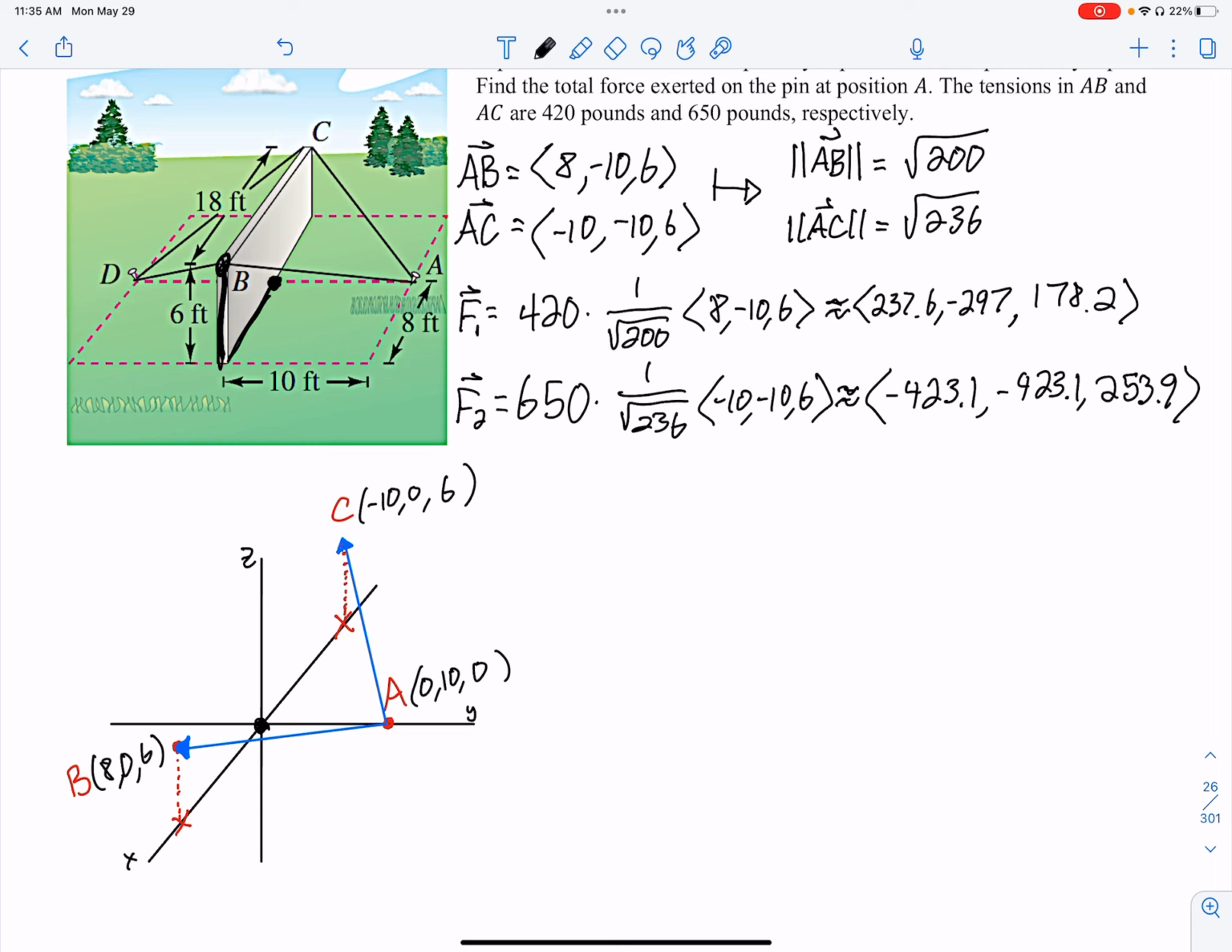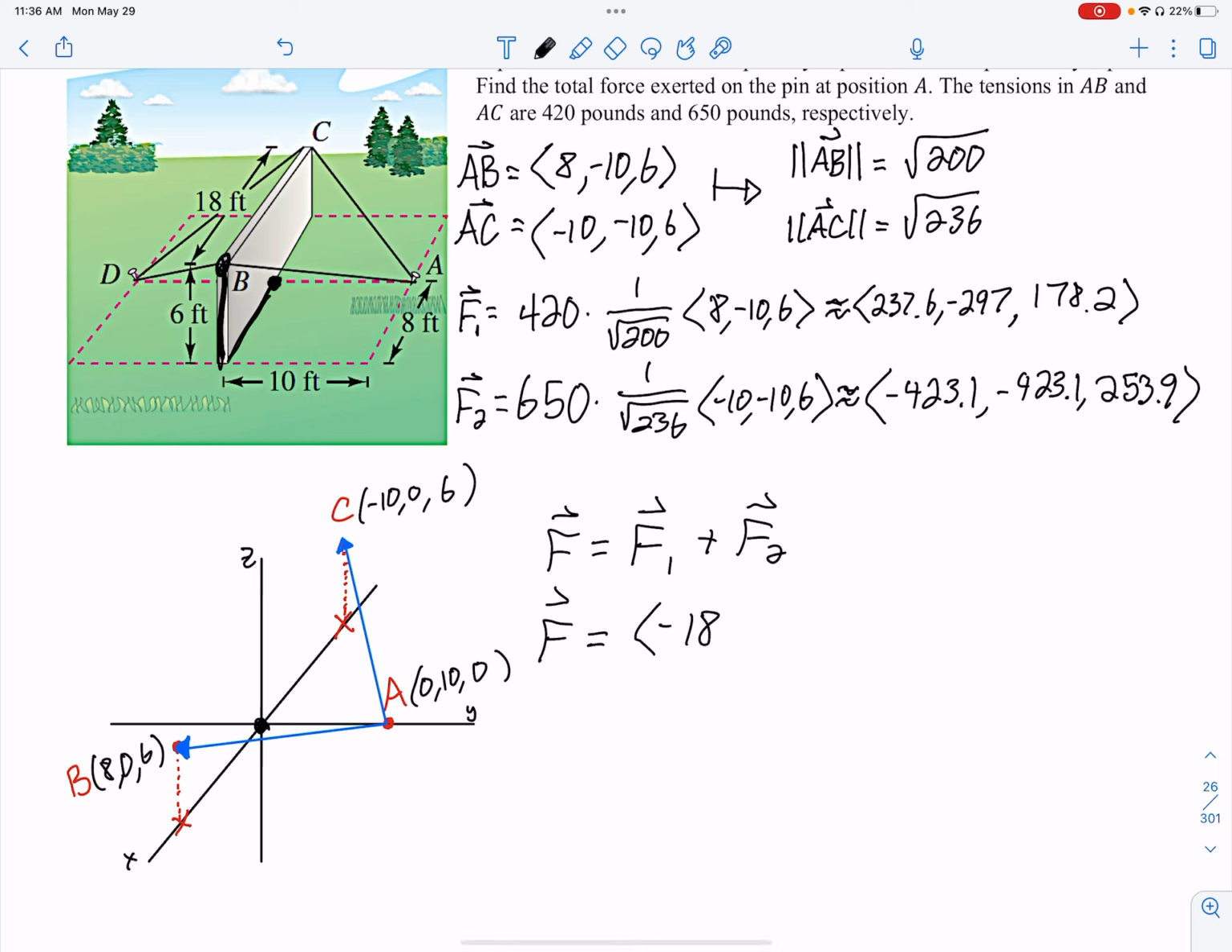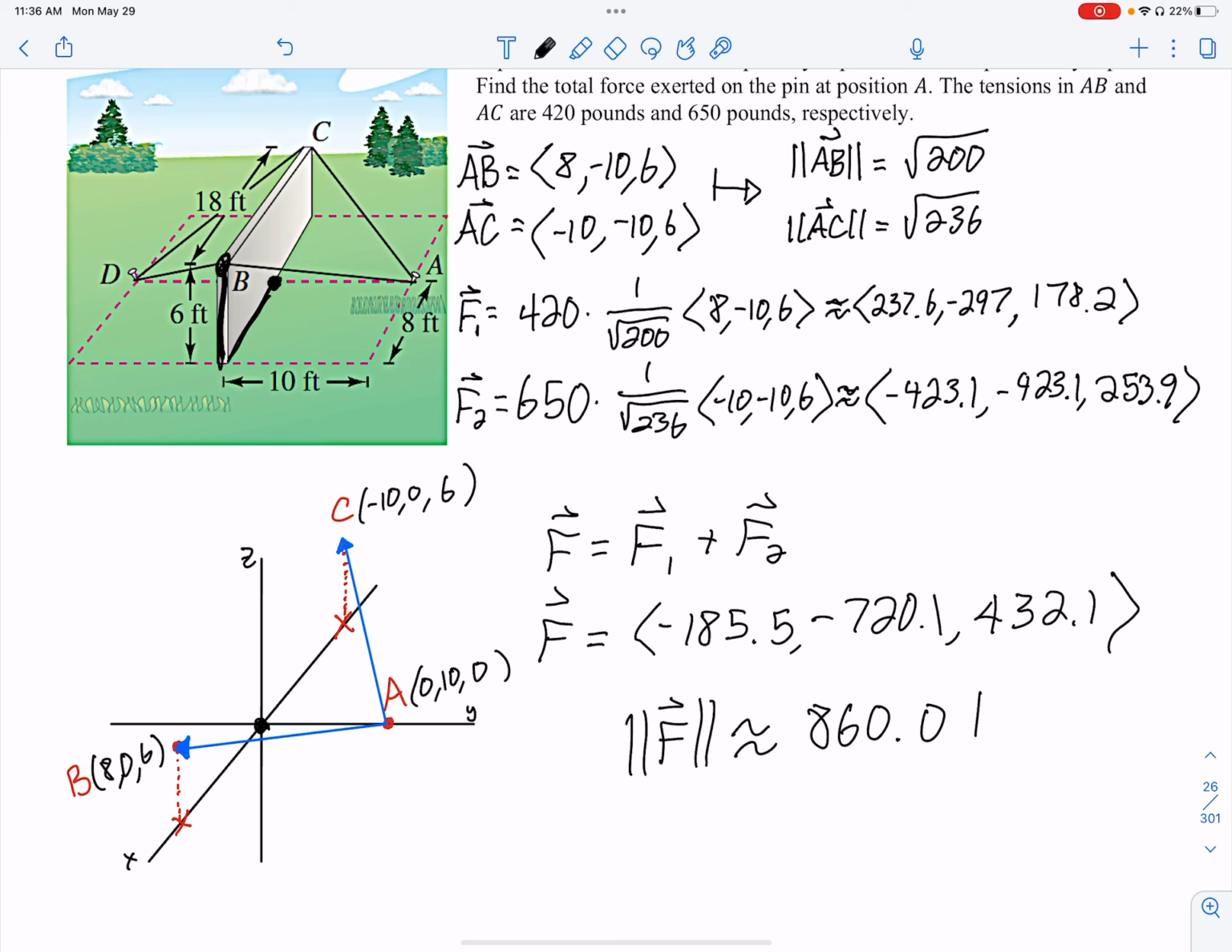I know that if I want to find the vector that is resultant from both of those pulling on A, the resultant vector, we'll call F, is the sum of the two. So I just add them component-wise. If you add all those decimals, X, Y, and Z, we get negative 185.5, negative 720.1, and 432.1. That isn't the force, that's a force vector. The force would be the magnitude. The magnitude is about, with some rounding, 860 pounds.